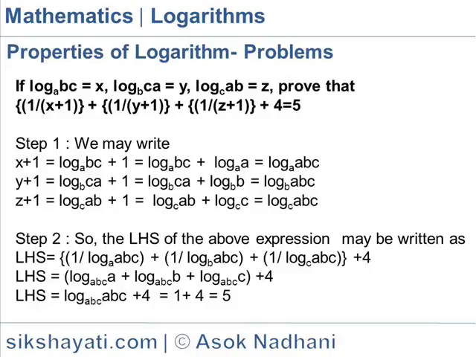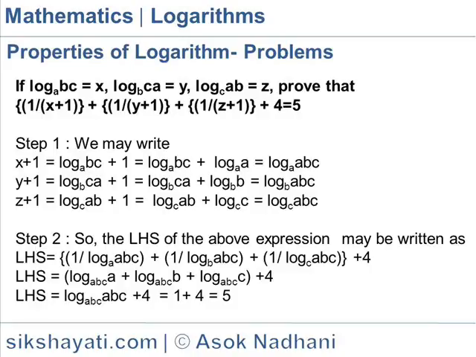In the same way you can write y plus 1 is equal to log CA with base B, that is given, plus 1. In place of 1 you can write log B with base B, so that gives you the value log ABC with base B. Similarly, in the third term z plus 1, you can write log AB with base C, as it is given, plus 1. In place of 1 you can write log C with base C, so in the same way you get z plus 1 equal to log of ABC with base C.